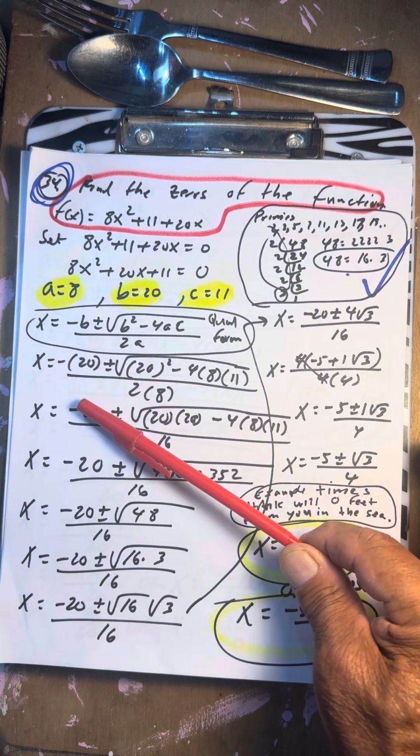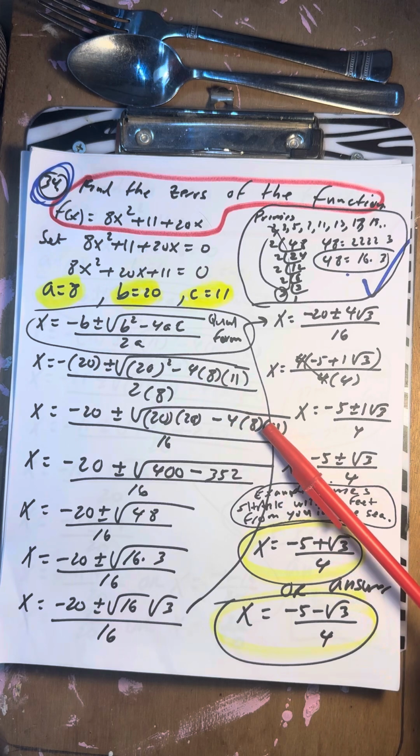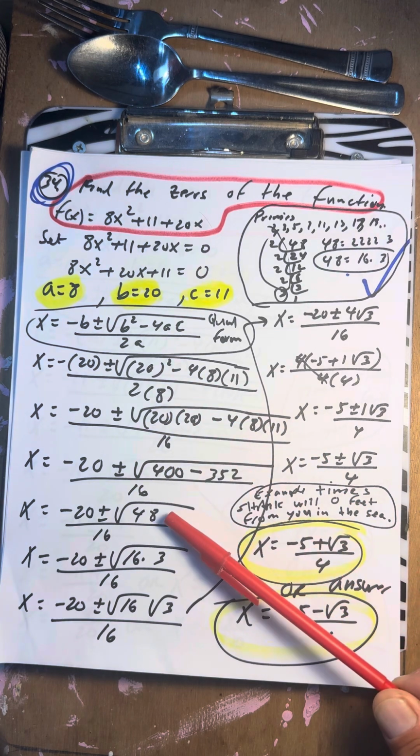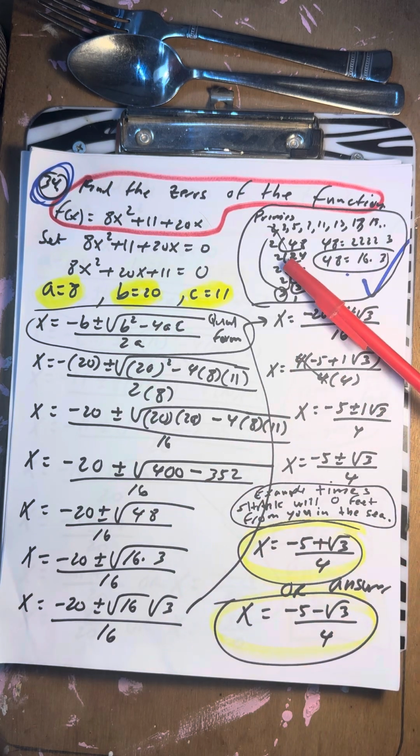So negative of 20 is negative 20. 20 squared means 20 times 20. And negative 4 times 8 times 11. So that's going to be 400 minus 352 is 48. Now 48, we have to break that down using prime numbers: 2, 3, 5, 7, 11, and so on.